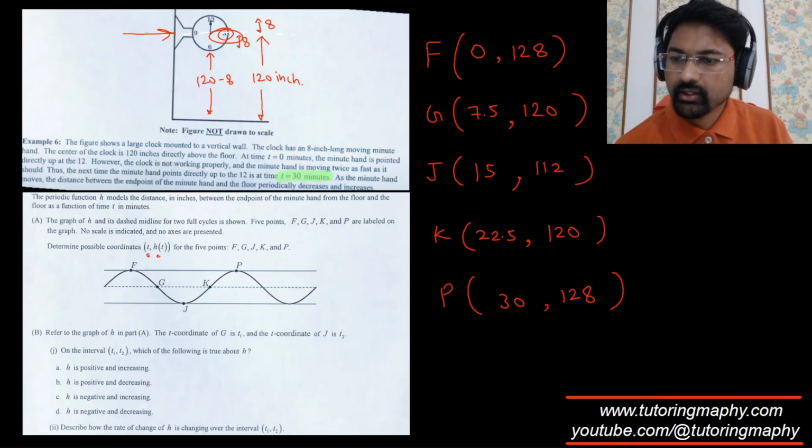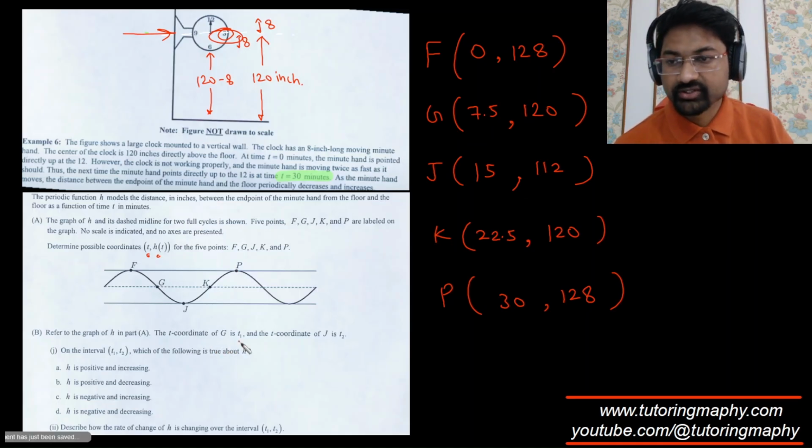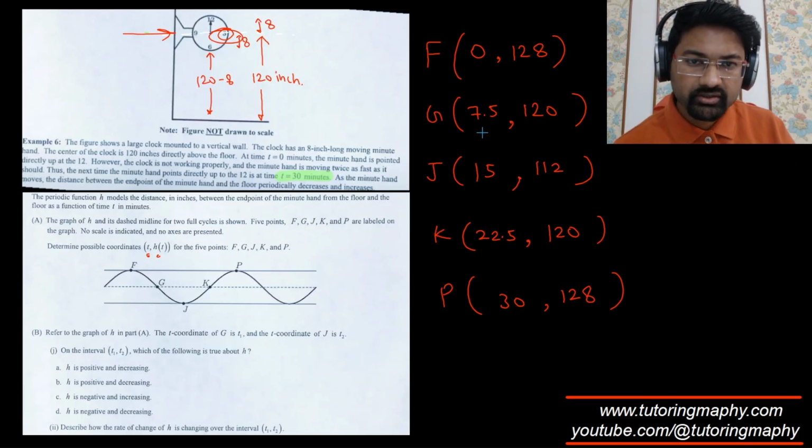Okay, nice. Okay, part B is refer to the graph of H in part A. Okay, there we go. The t coordinate of G is T1. Huh, that's confusing. Where is G? There you go. What is T1? The t coordinate. So this is T1. And the t coordinate of J is T2. Where is J? J is here, and this is T2.